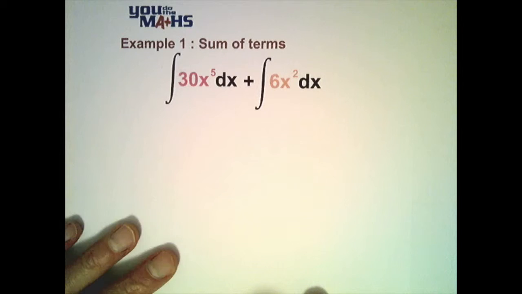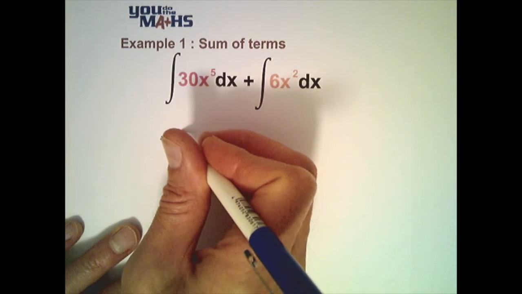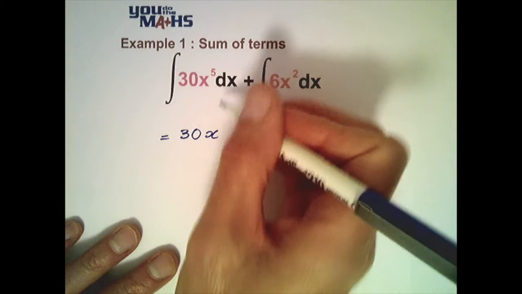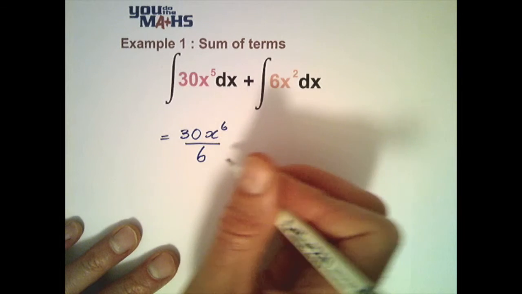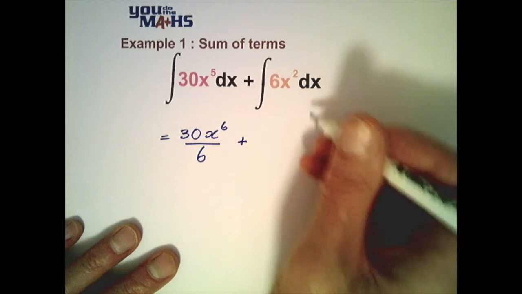So for the first term, we'll write down the 30, which is the coefficient of the term. And then we'll look at the power of x. It's a 5, so we need to increase that by 1 to make it 6, and divide this whole expression by that new power, which is 6. We add because that's the sign in between the two integrals.